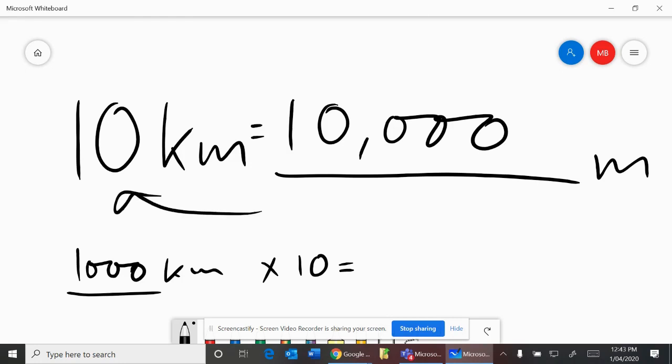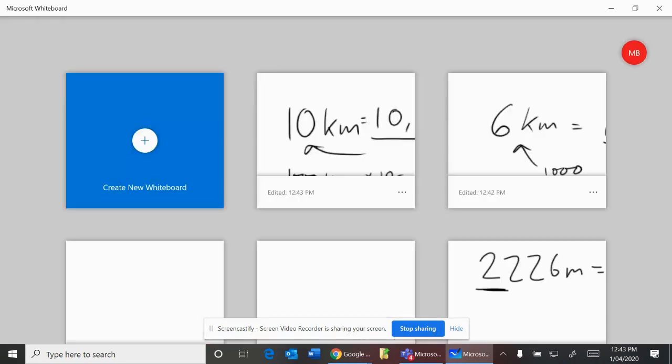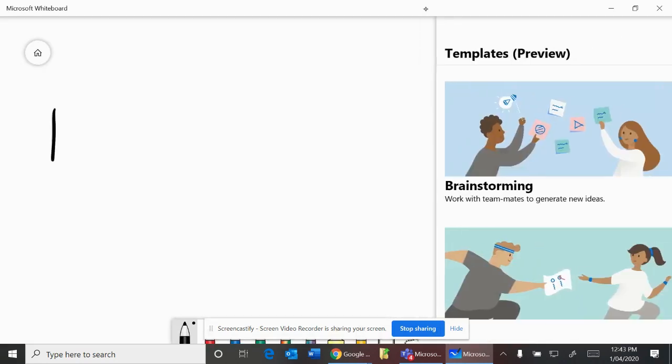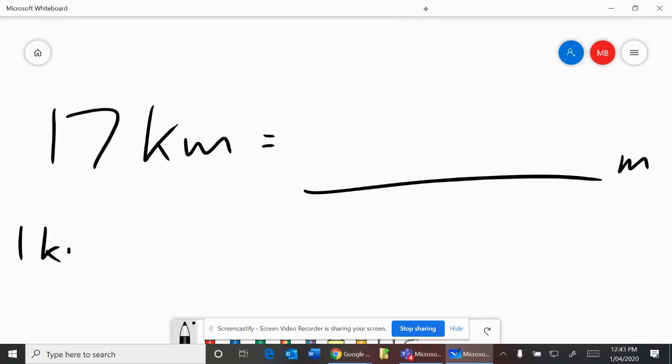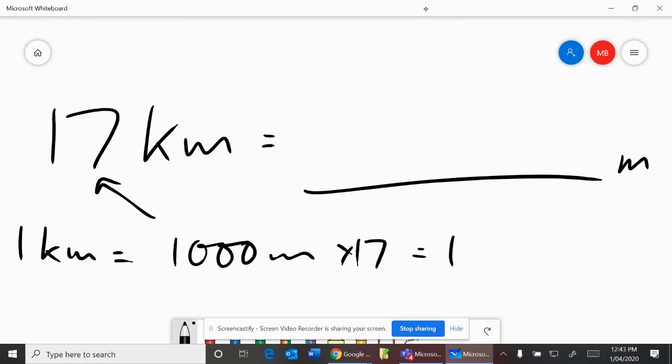Makes more sense. And our final example is going to be, what about if we've got 17 kilometres? What's that going to equal in metres? Well, remember that 1 kilometre equals 1,000 metres. So really, that's going to be times 17. So 1,000 metres times 17 should equal 17,000 metres, and that would be your answer.